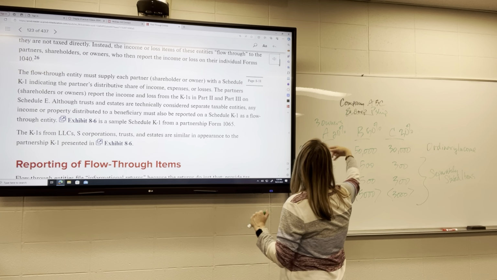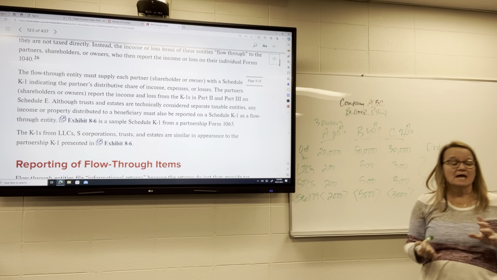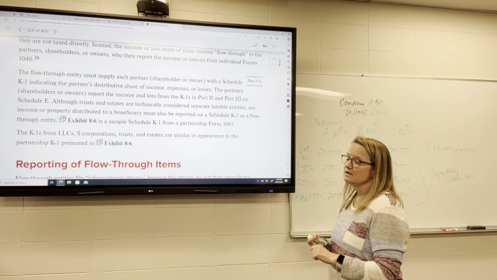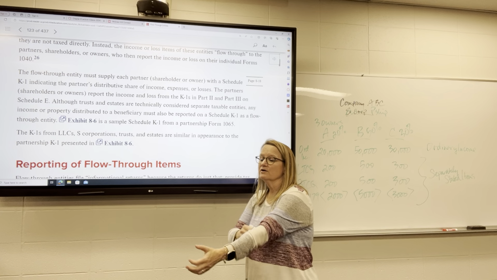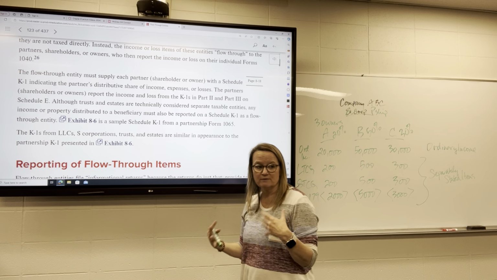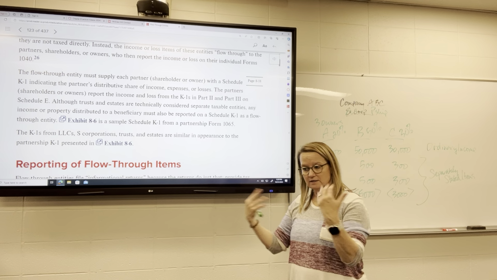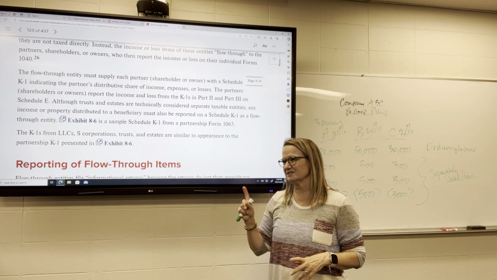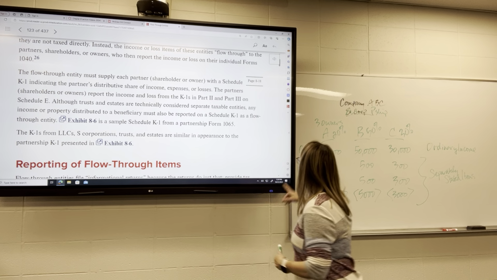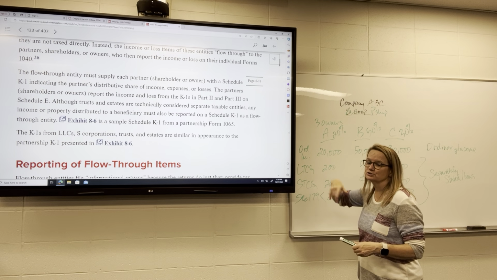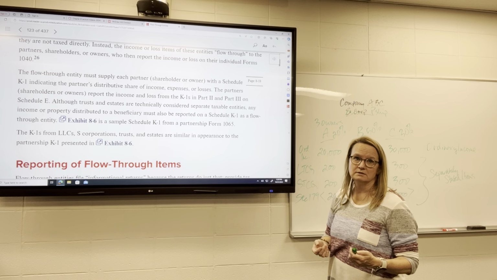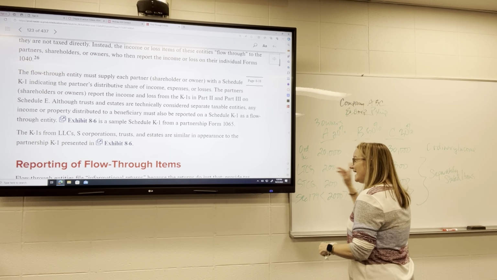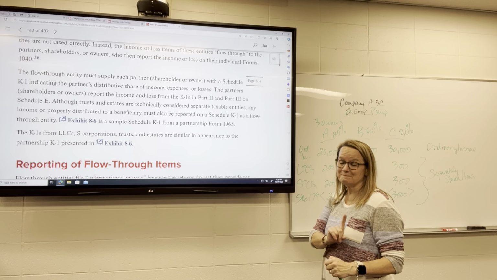Other types of entities, so I had mentioned partnerships, S corporations, estates, trusts, those are all considered to be flow-through entities. They have some sort of beneficiary that is receiving it. Now, it's not always going to be more than one. Except for estates and trusts, it could just be one person. But when we're talking about S corporations and partnerships, well, I shouldn't say that. If it's a partnership, it's always going to be more than one person. S corps can just be one person.